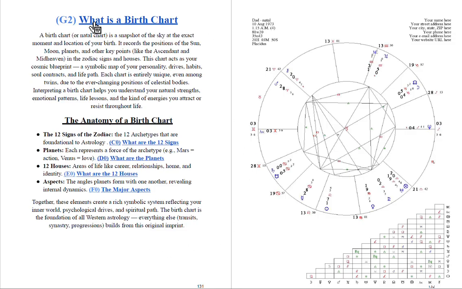And it all starts out with understanding what a birth chart is. Which pretty much sums up what a birth chart is. And later on in G3 and G4, we'll be talking about synastry and transits. So stay tuned for the next two videos where we'll break into that a little bit more.